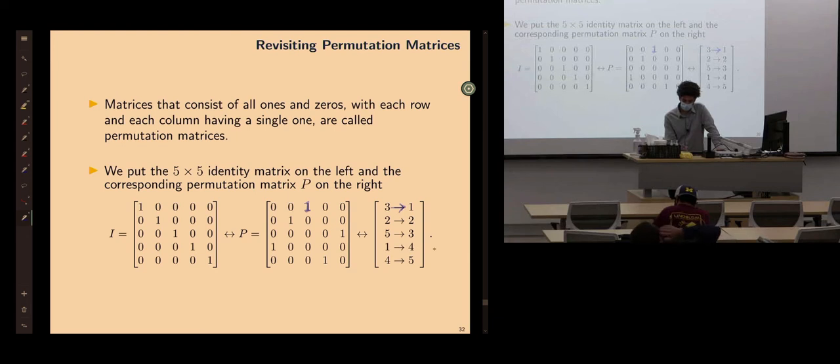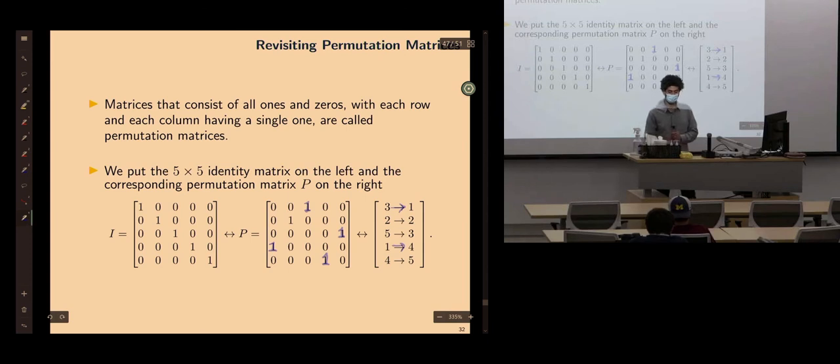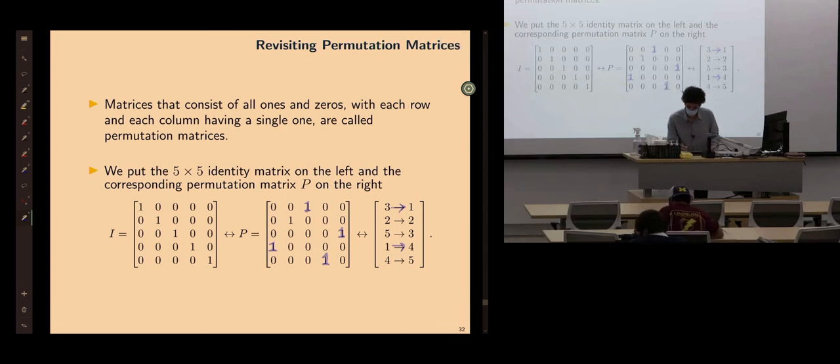1 to 4, you see here. We have a 1 here. 5 to 3, we get the fifth row here. I want to send 4 to 5, that's what I get. Okay, and 2 will not change, so we leave it to be the original second row.